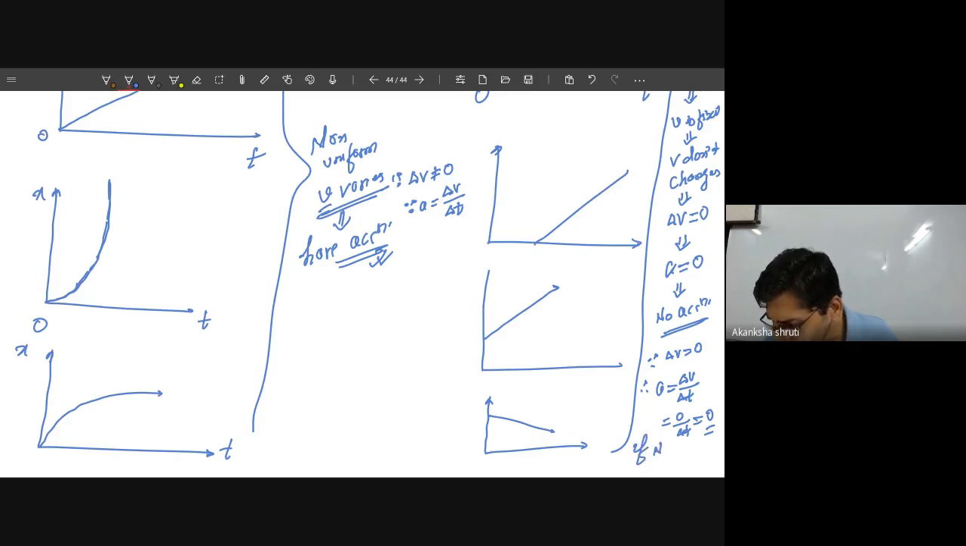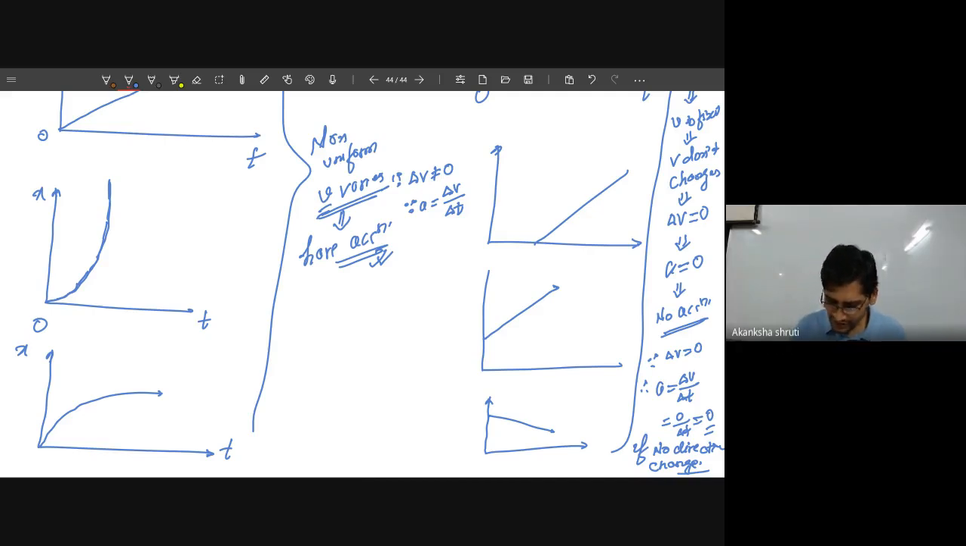Provided there is no direction change. If there is a direction change, meaning once the position is increasing, another time it is returning back, meaning again the position is decreasing, in that case, because of the change in direction, there could be acceleration.